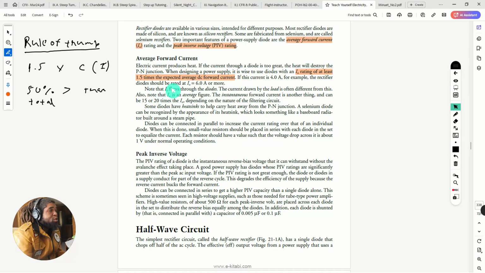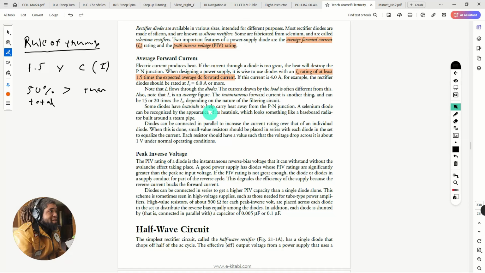Note that the current flows through the diodes. The current drawn by the load is often different from this. Also note that the average forward current is an average figure. The instantaneous forward current is another thing, and that can be 15 or 20 times the average forward current, depending on the nature of the filtering circuit.